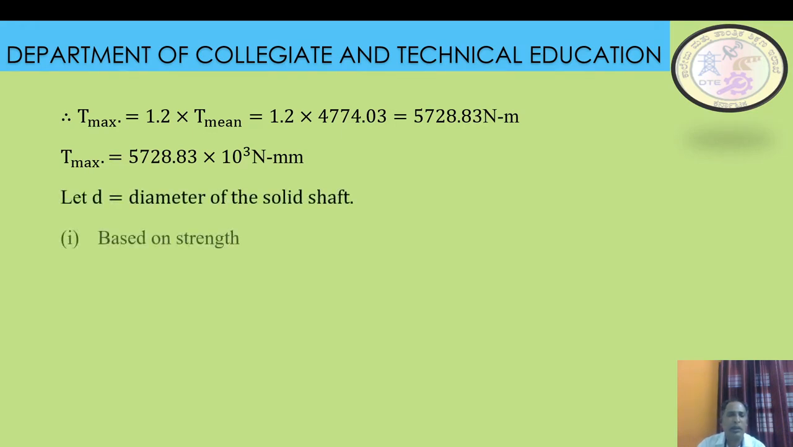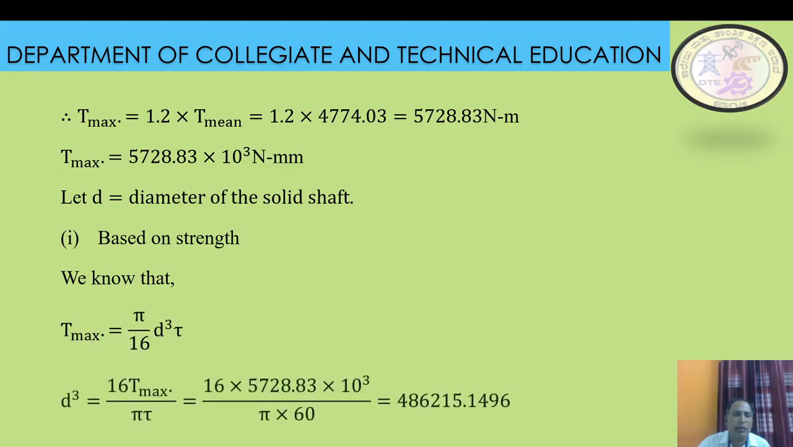So first we will calculate the diameter of the shaft based on strength. As we know, the torque transmitted by a solid shaft is T equal to pi by 16 d cube into tau. So from this equation, we can calculate the diameter. Therefore, d cube is equal to 16 T maximum divided by pi into tau. By substituting the value of maximum torque and the shear stress value, we get d equal to 78.63 mm.